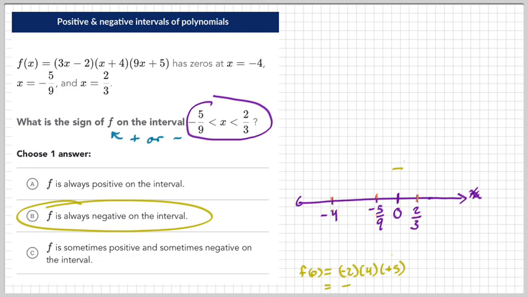Okay? I did all that other stuff, though, to try to help you guys understand what it meant when it was saying, what's the sign of f? That's it.